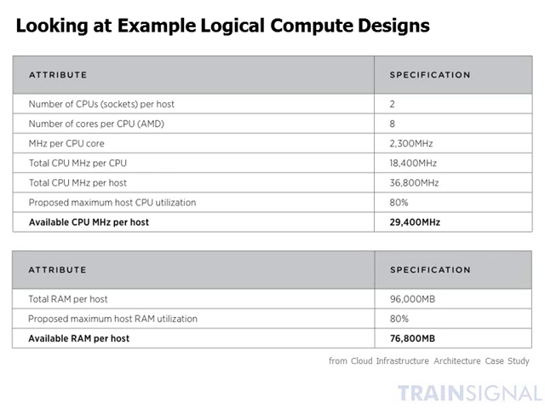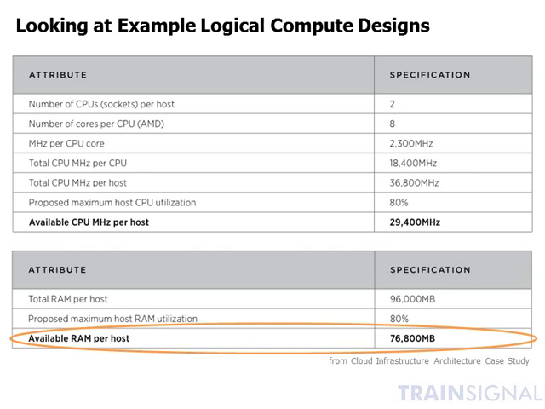We double that number. And then here's where our proposed maximum utilization comes in. This particular design says we're going to propose a maximum of 80% utilization. So 80% of that 36,800 megahertz comes to 29,400 megahertz. That number represents the maximum amount of CPU cycles that any given host in this design can contribute. By the same token, we take a total of suggested RAM, in this case 96 gigabytes, and a proposed maximum host RAM utilization of 80%, and we arrive at a figure of 76,800 megabytes, or 76.8 gigabytes of RAM, being the maximum threshold that a particular host can contribute.